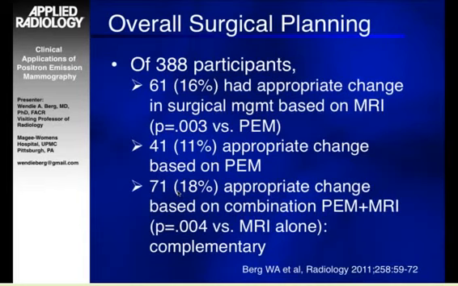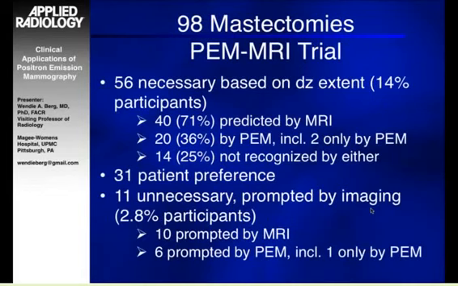Overall, when we looked at surgical planning, of these 388 women, 16% had an appropriate change in the surgical management based on MRI, 11% based on PEM, so it's a little more likely with MRI that they would have more disease found, and it was appropriately changed in their surgical planning. And overall, again, they were complementary, with 18% having an appropriate change if you looked at both together, although we're not advocating routinely doing both exams. It's just interesting to note that.